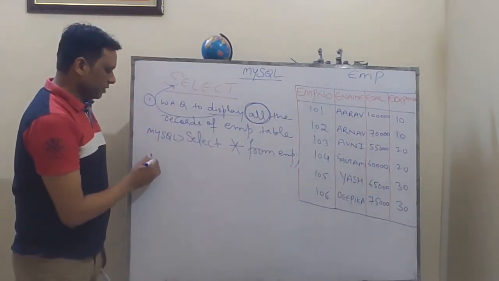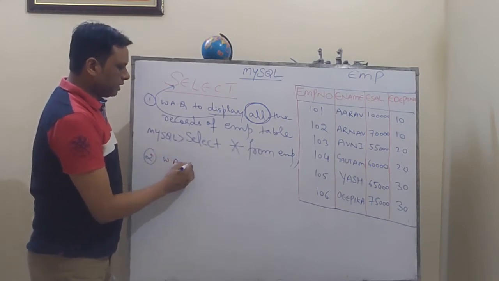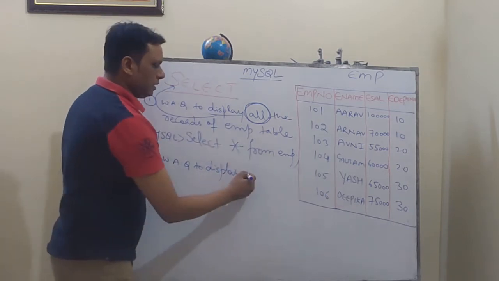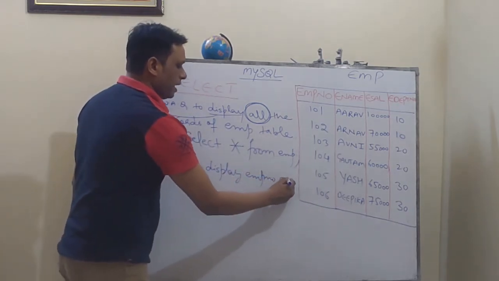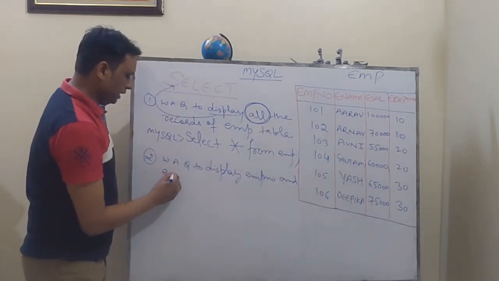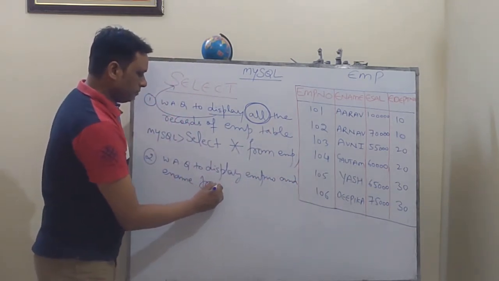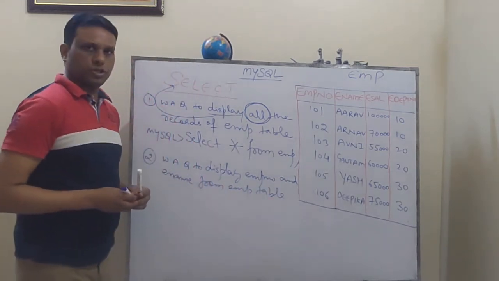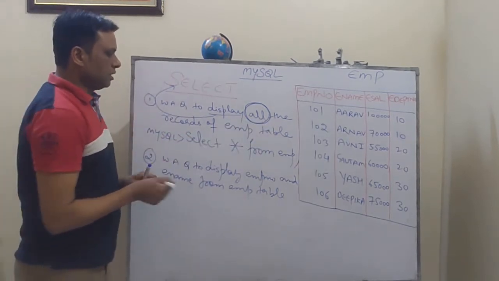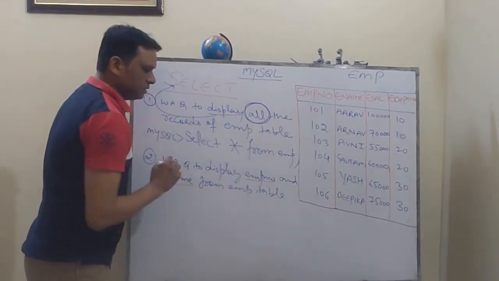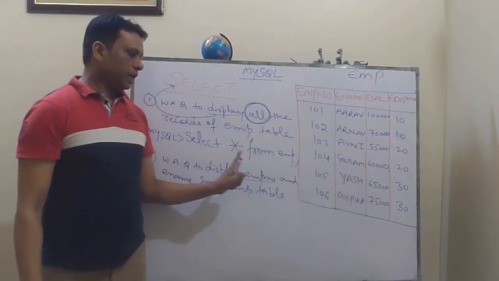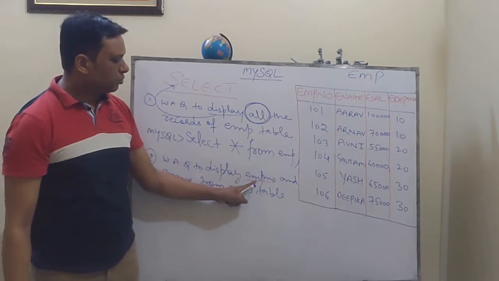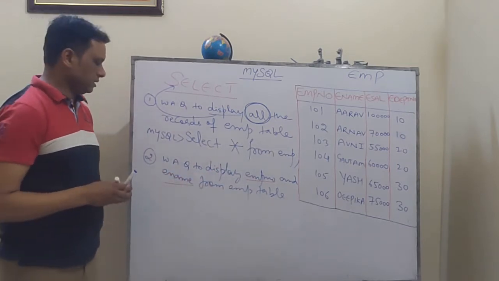Then second query. If I write a query to display EMP number and ename from EMP table. Just notice in this query, instead of all the records, names of two columns are given. They are EMP number and ename. So in this query, in place of star, we have to use the name of the columns. How? Let us see.